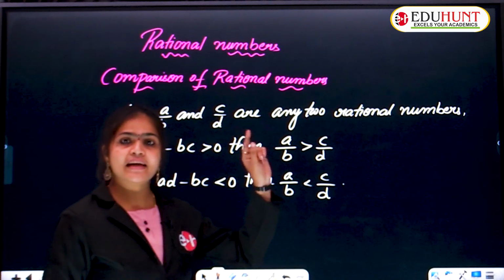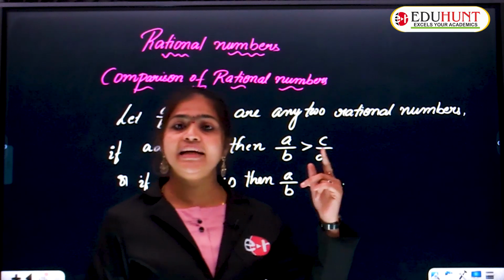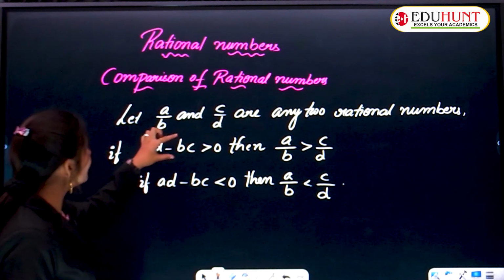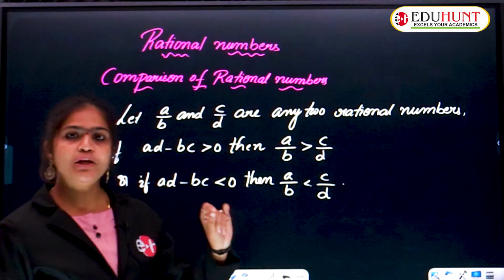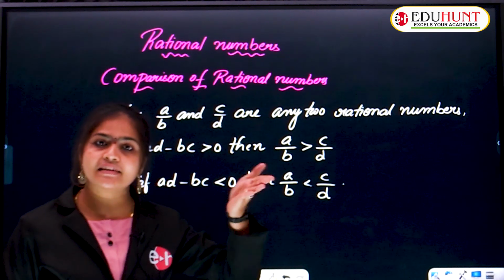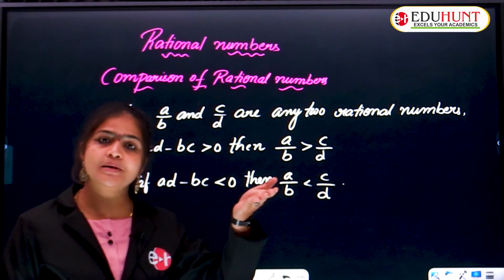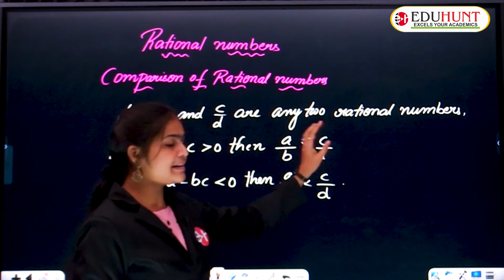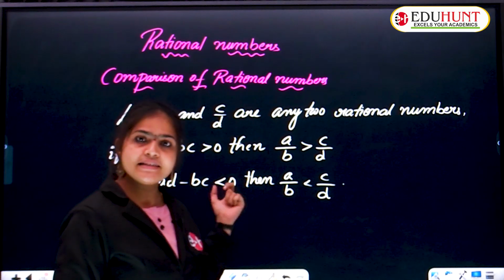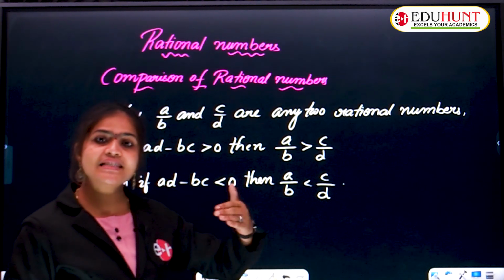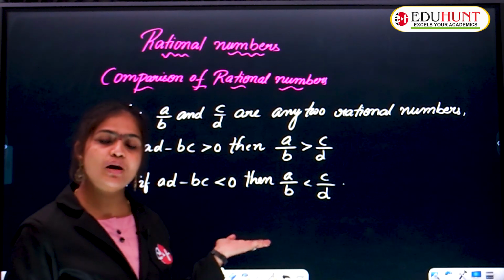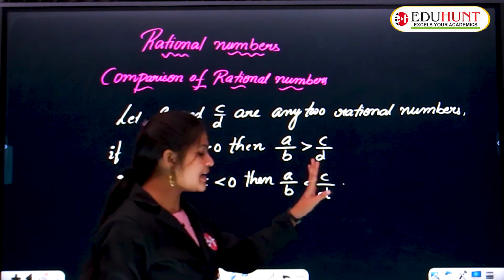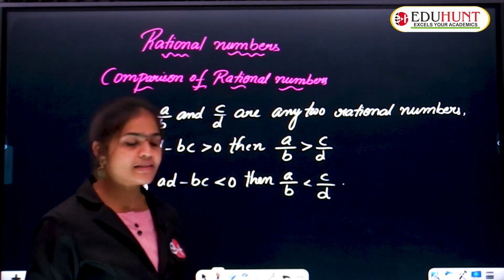Let A by B and C by D be any two rational numbers. Then first we have to observe AD minus BC. If the value of AD minus BC is greater than 0, meaning a positive value, then A by B is greater than C by D. If AD minus BC is less than 0, meaning you get negative numbers, then A by B is less than C by D. Okay, I will tell you both methods here.